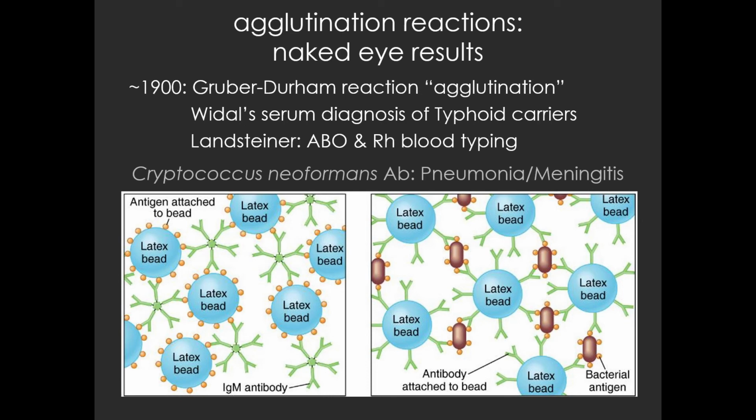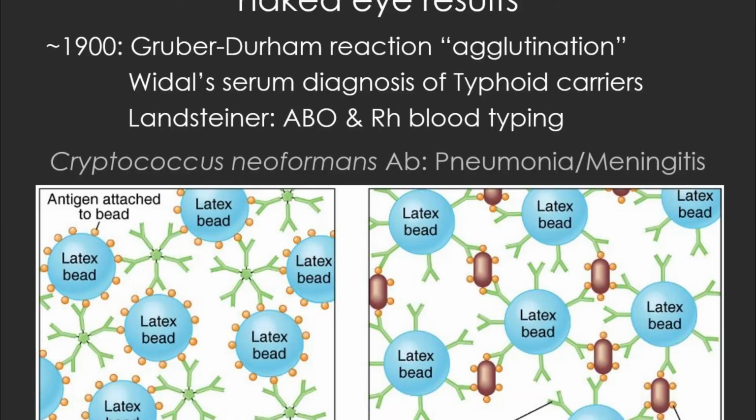So the question is then today, how do we make the positive reaction more visible in an agglutination? And the answer to that is latex beads. Number one, the latex bead is larger than an individual antigen or antibody, and the latex bead is often colored.